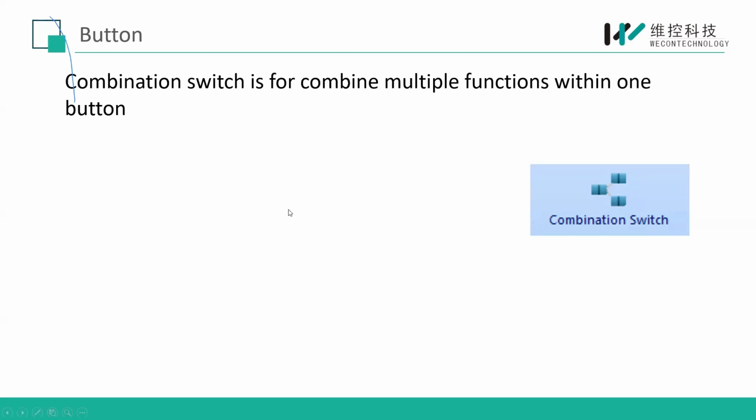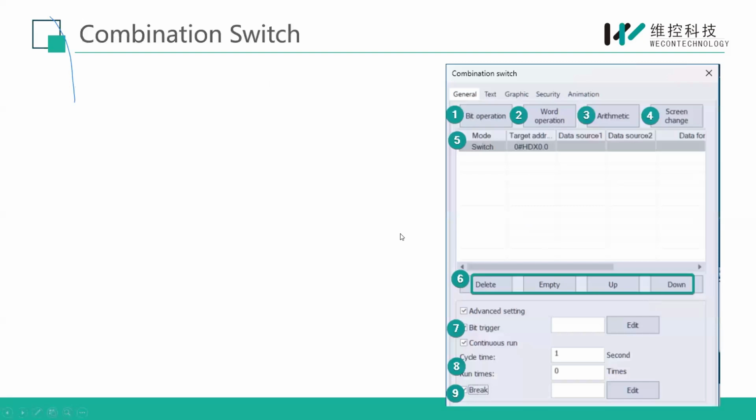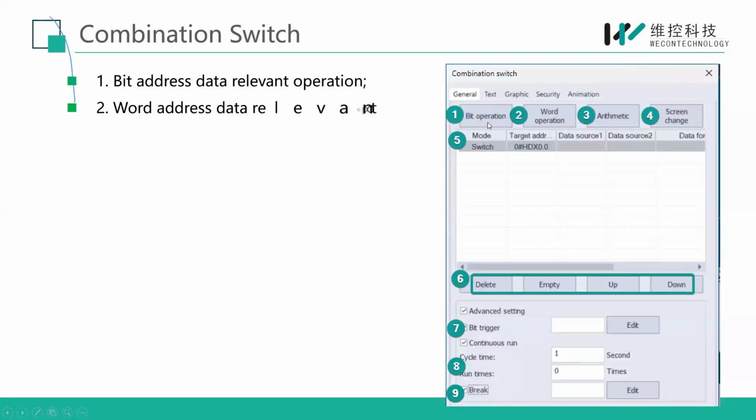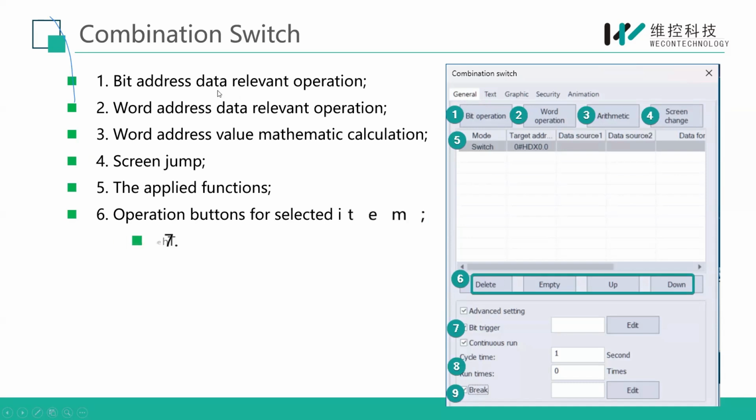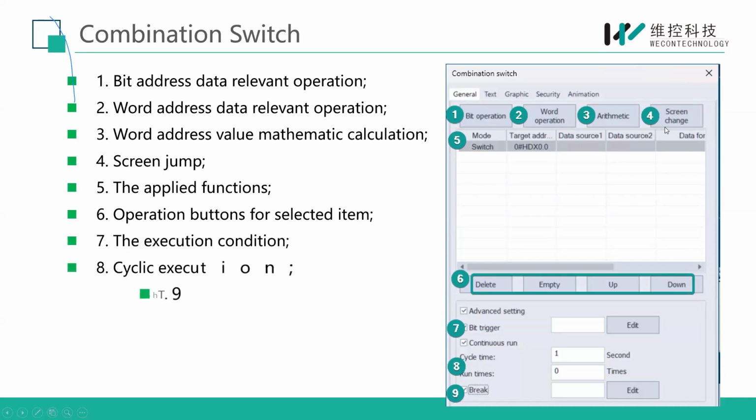This is a very useful object. So how can you use it? These are some simple steps. It has bit operation, word operation, arithmetic functions, and screen change options. So first, second, third, and fourth are for that. And the fifth one, if you just apply this function and click OK, then it will be seen here.